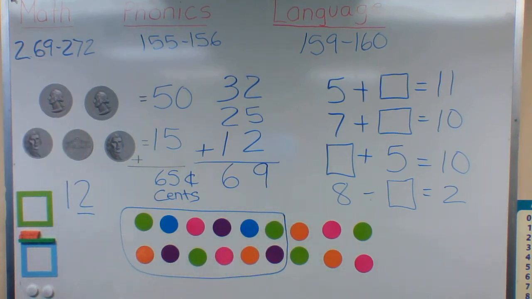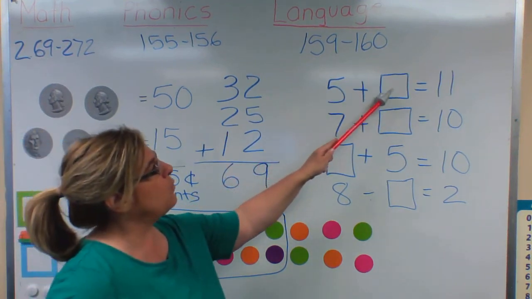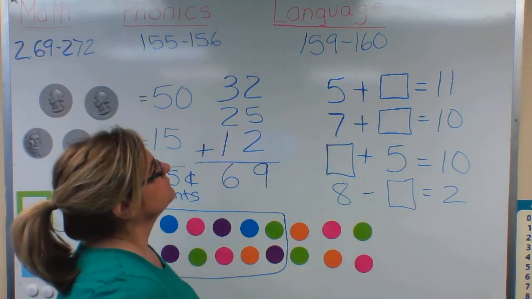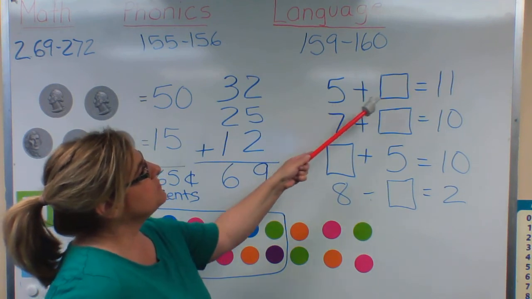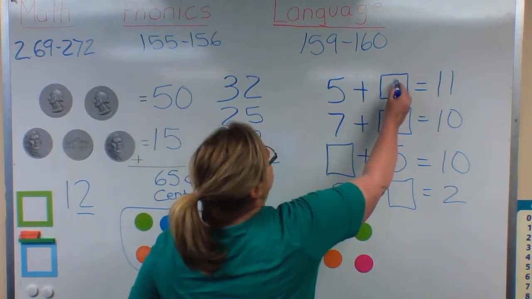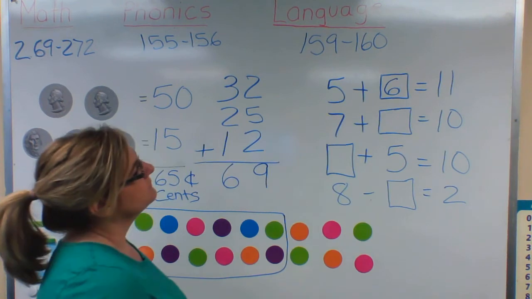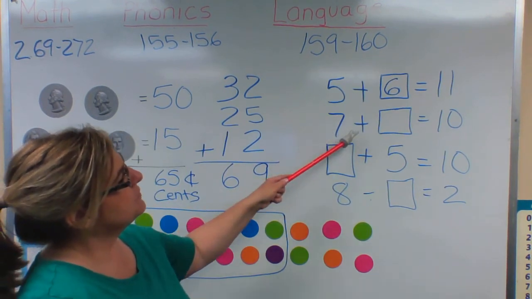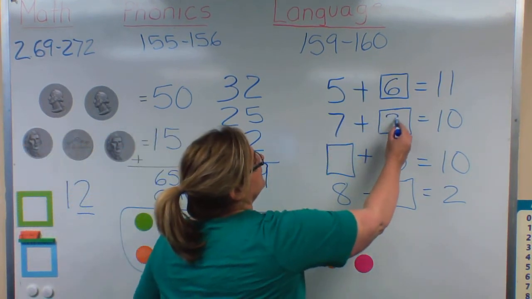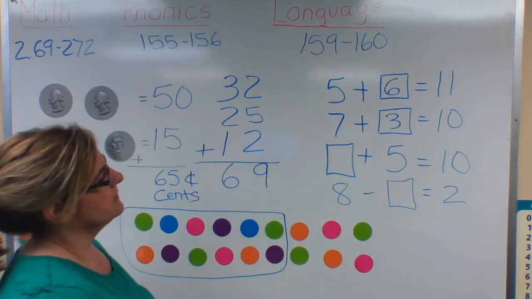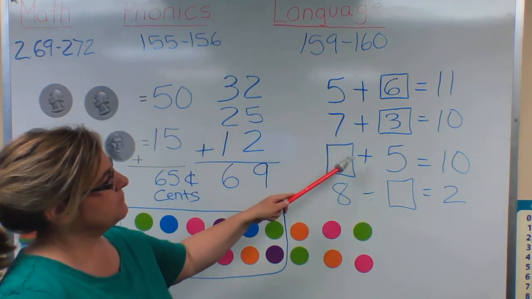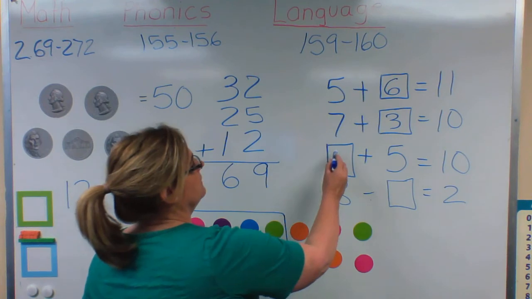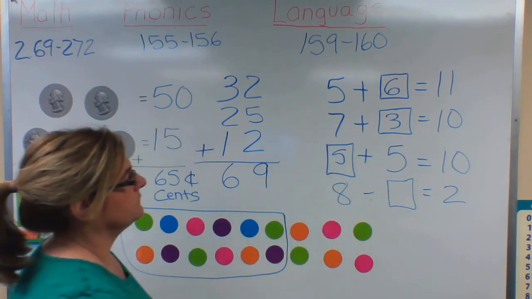Okay, now we're going to move to section 4. You're going to write the missing numbers. We have to figure out what number is missing. 5 plus 6 equals 11. 7 plus 3 equals 10. 5 plus 5 equals 10.